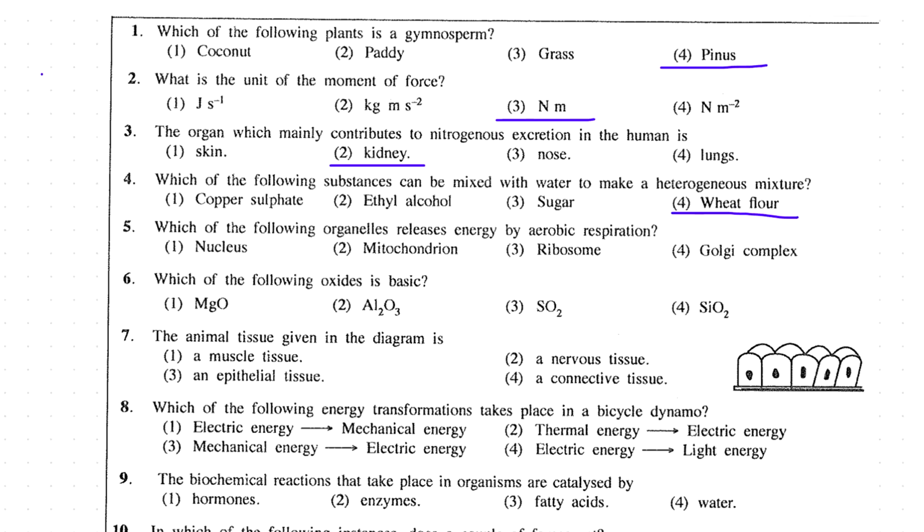And inside the nucleus, all the genetic information is stored, right? The chromosomes are present inside the nucleus, so there is a lot of genetic information present. Also, the nucleus is responsible for transferring that genetic information to the next generation. What is the function of ribosome? Protein synthesis. Ribosome is responsible for making proteins.